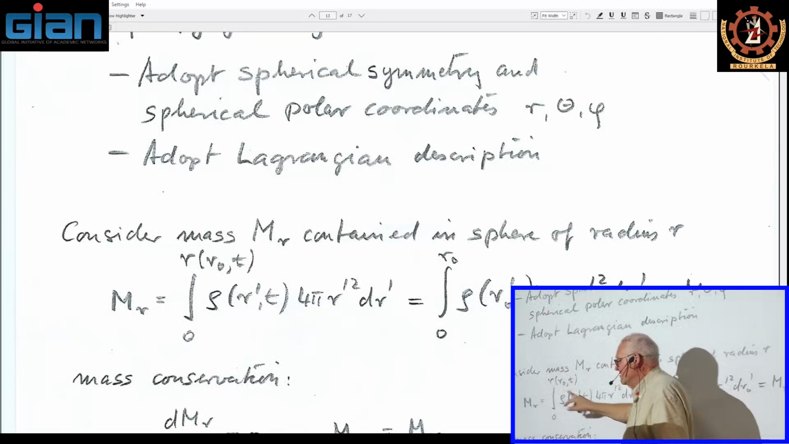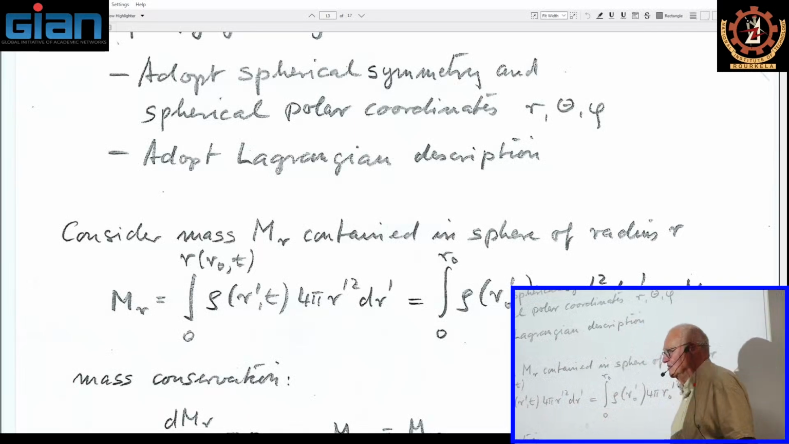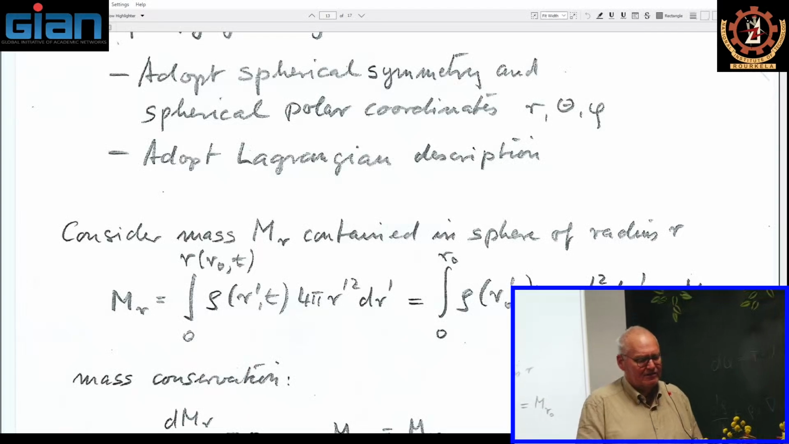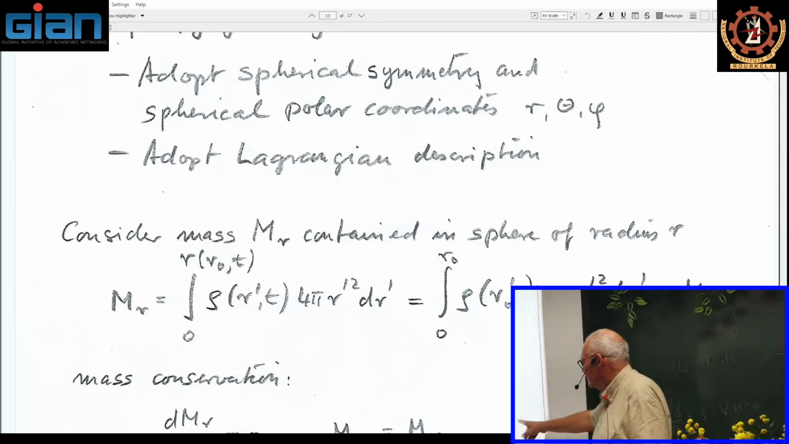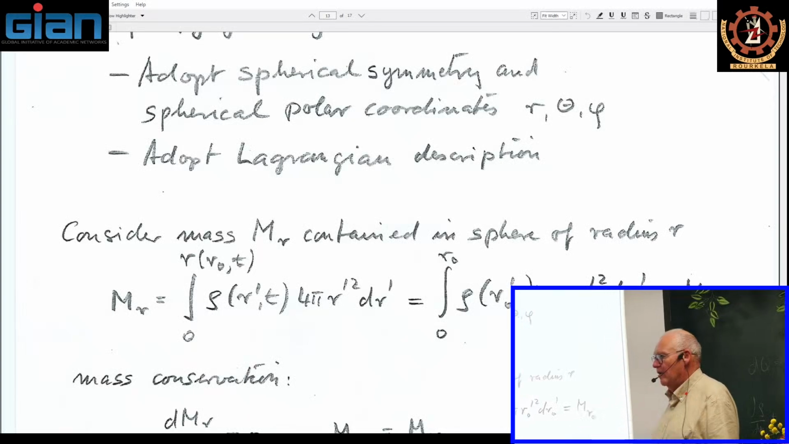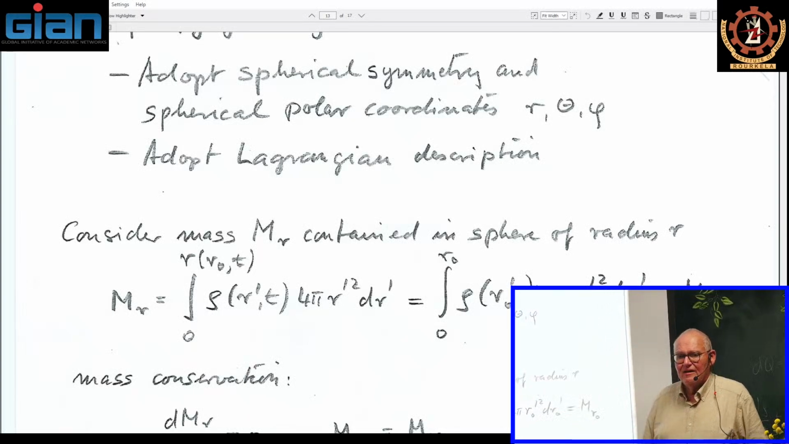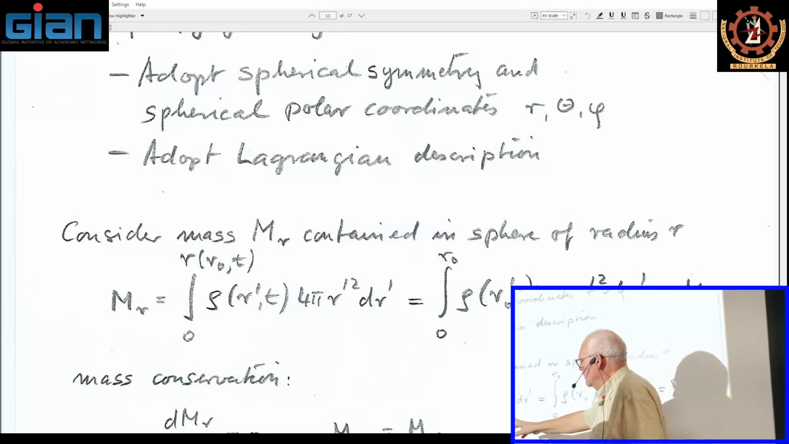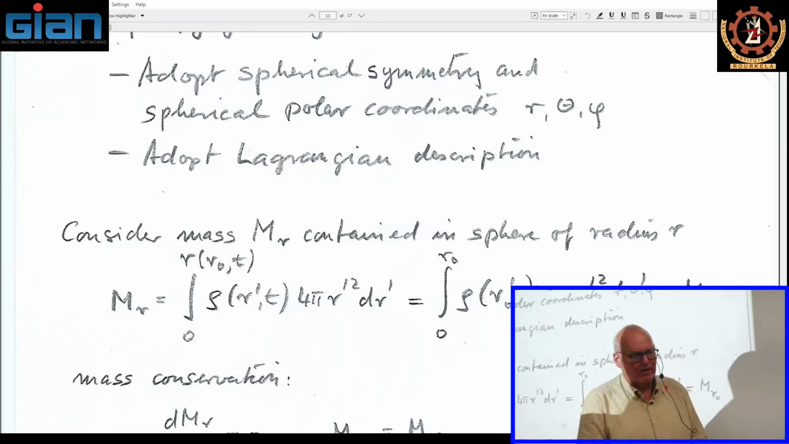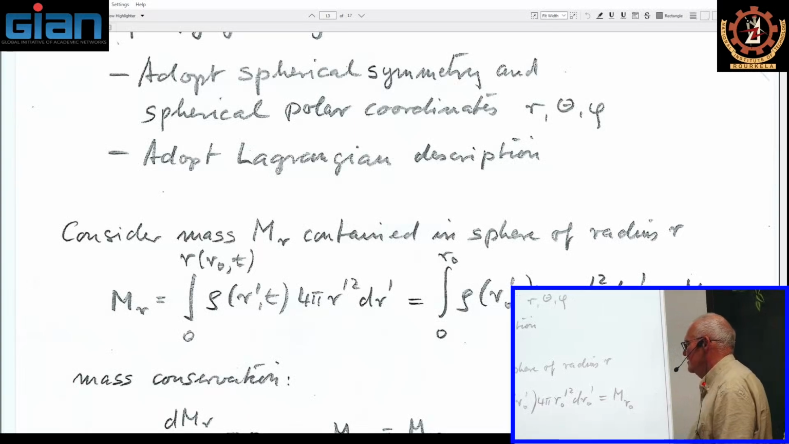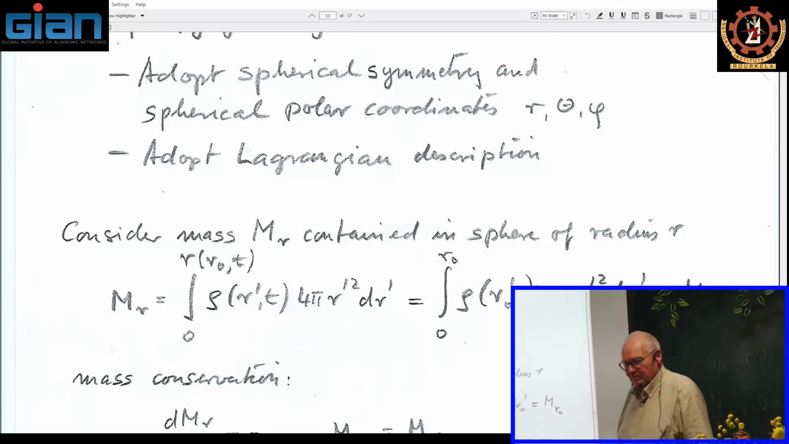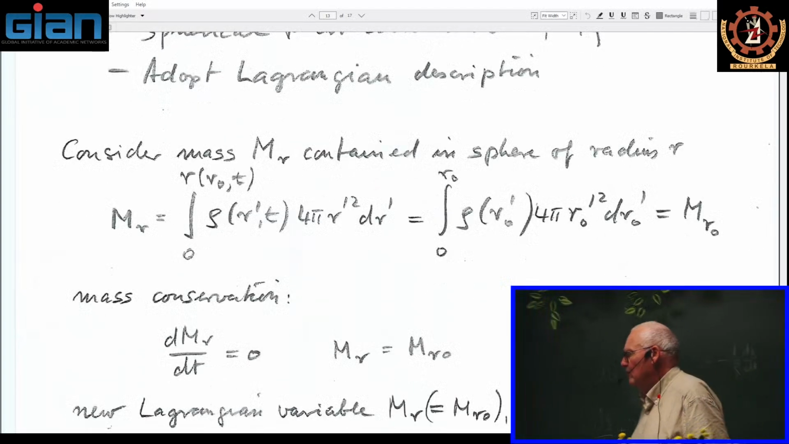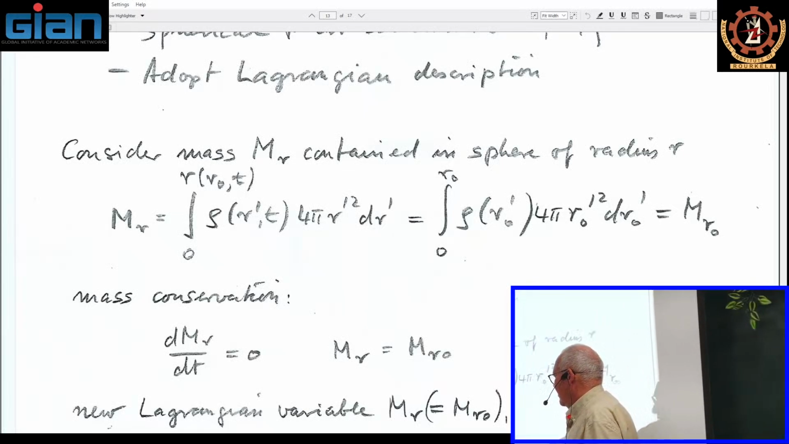This is the actual radius and this is the initial radius, and the mass contained at time equals 0 in a sphere of radius r0 will be the same mass. It's denoted here with M(r0), and that should be equal, because no mass can get lost or gained. So M(r) should be equal to M(r0) as a consequence of mass conservation. Mass conservation is simply that dM(r)/dt should be 0, or M(r) is equal to M(r0).